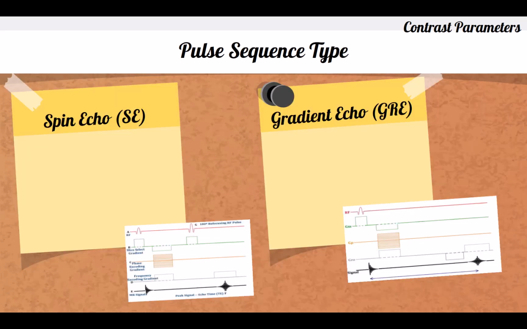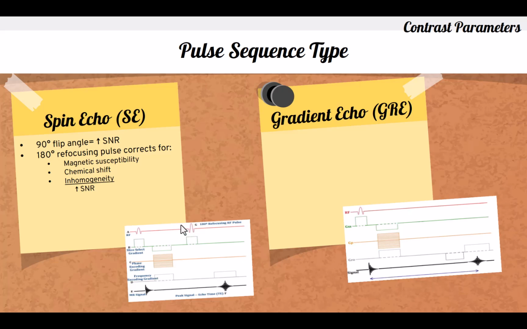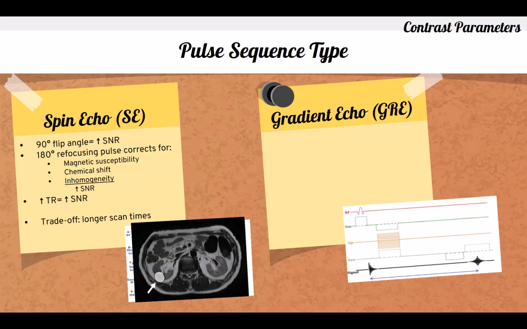Pulse sequence type. Let's compare spin echo versus gradient echo in terms of signal. Spin echoes typically have a 90-degree flip angle, which increases your signal, as you saw in the previous slide. It also has a 180-degree refocusing pulse, which corrects for three artifacts: magnetic susceptibility, chemical shift, and inhomogeneity, which all result in an increase in signal-to-noise ratio. And the TRs for a spin echo are typically longer, so the overall signal is also increased. The trade-off is, unfortunately, as you increase your TR, you're going to get longer scan times.